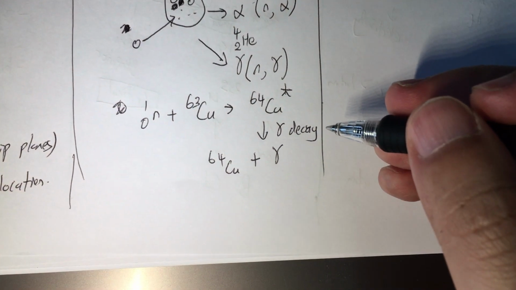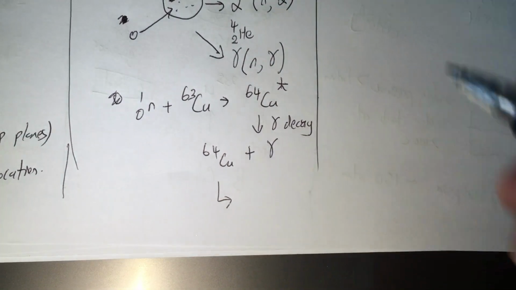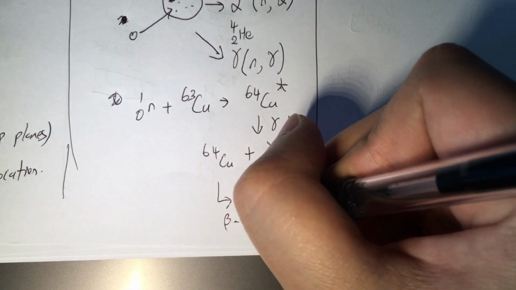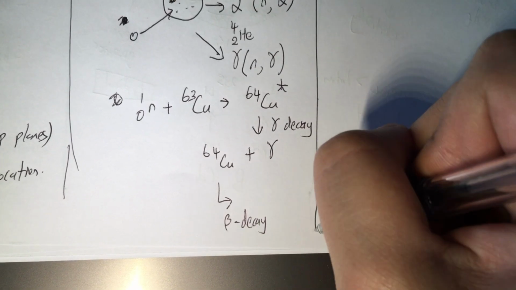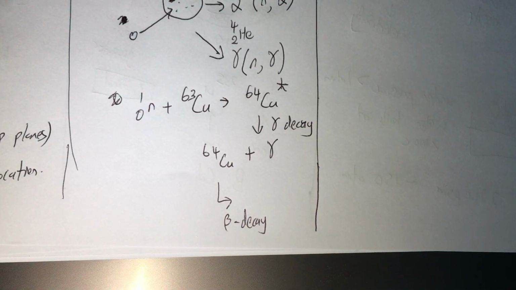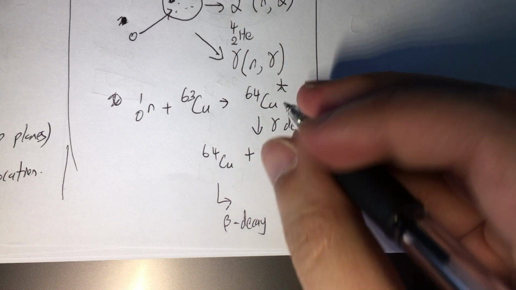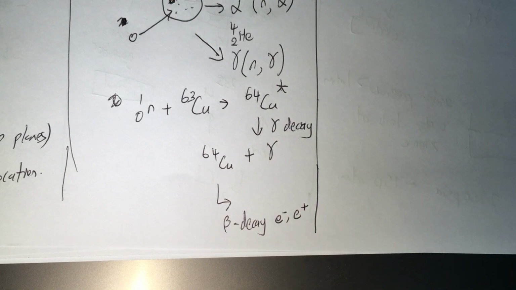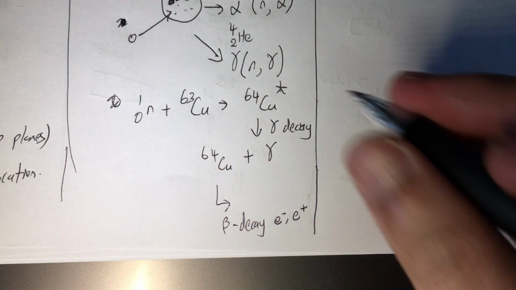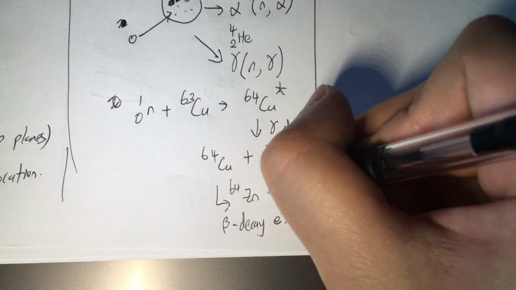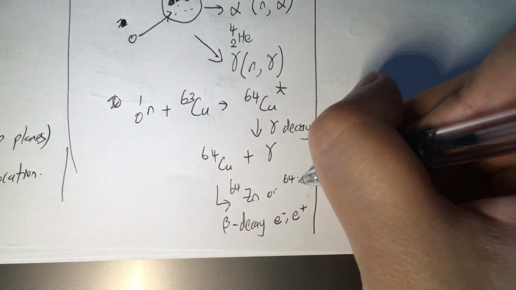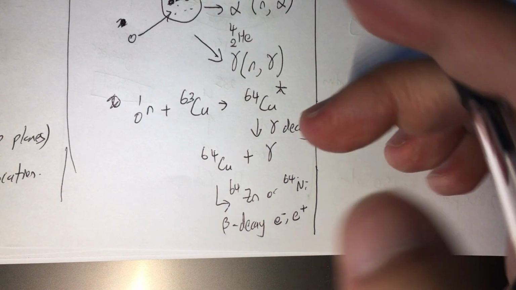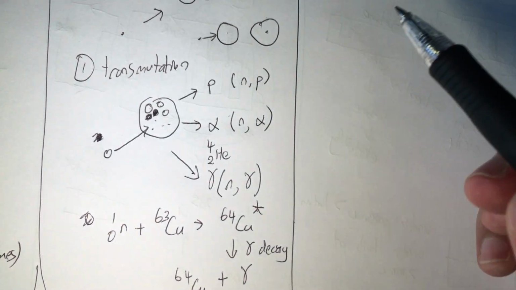Now this copper-64 is also unstable, and it will sometimes undergo what is known as a beta decay. Basically it can release either an electron or an anti-electron, which is also called a positron, and it can decay into either zinc-64 or nickel-64 in order to become more stable. So you can see that in a transmutation reaction, a number of particles can come out.